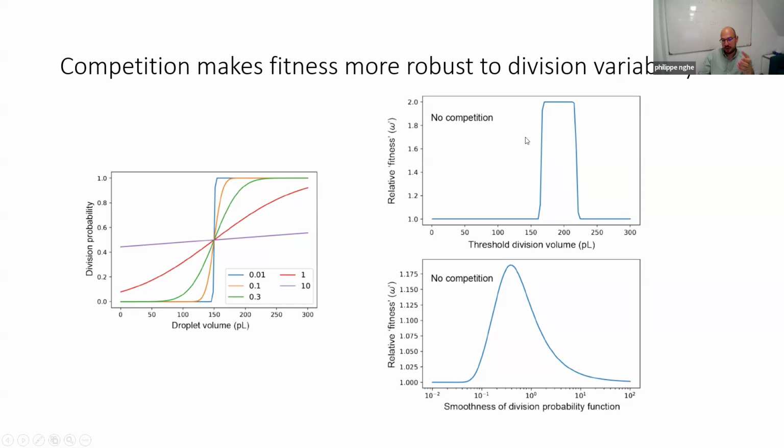And so interestingly, when you have no competition, you would have growth and division, but you really need the threshold division volume to be very precise. But if you have competition, you really enhance those contrasts. And so you have a much broader range. Here, now, it's a log scale over which you do have a relative fitness that emerges. It should be competition, I'm sorry, due to competition.